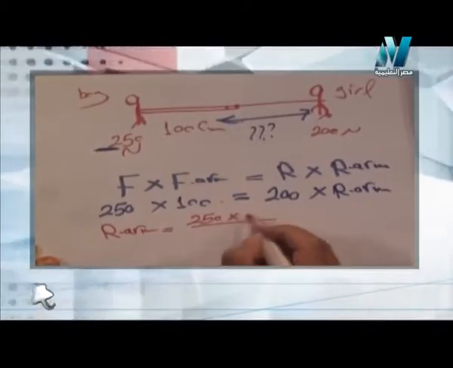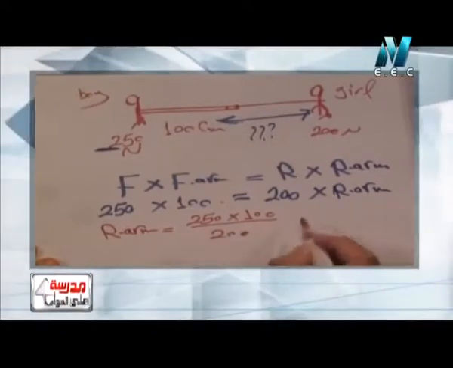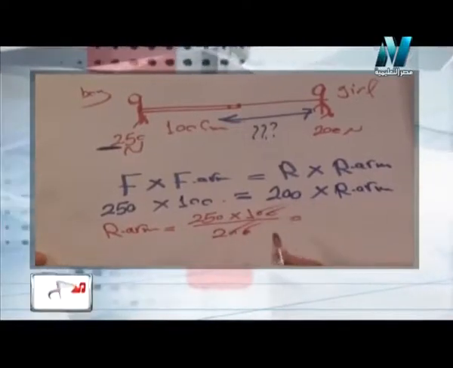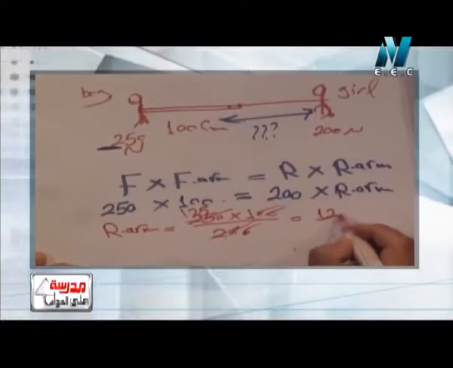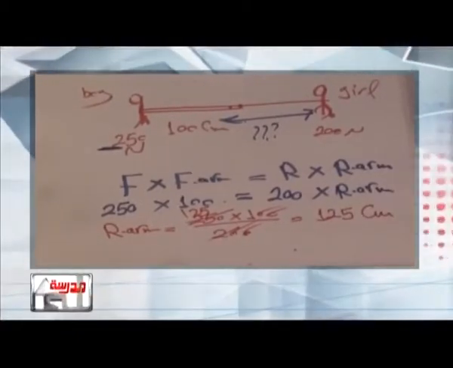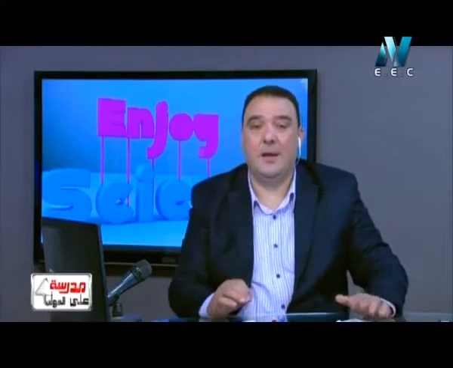250 by 100 divided by 200, by calculating them, or by calculator. It will be 25 with 2 zeros. 25 divided by 2 equals 12.5, so it will be 125 centimeter to make the balance between the boy and the girl. So I repeat again and again, problems of lever aren't very difficult. They are very easy if you know how to answer them correctly by using the law.